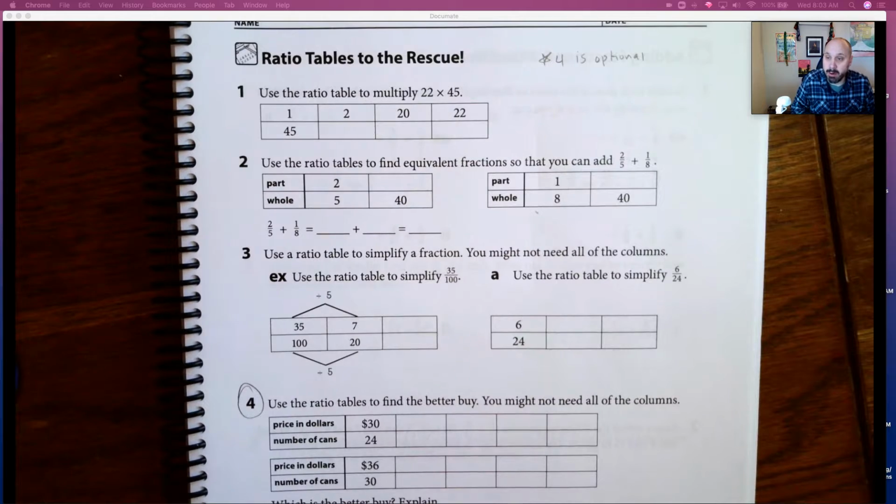So, this is part two of today's activity, and it is all about ratio tables to help us figure out problems a little easier. I'm going to try to get through this quick again because I know how much you love listening to Mr. McIntosh, but I know.